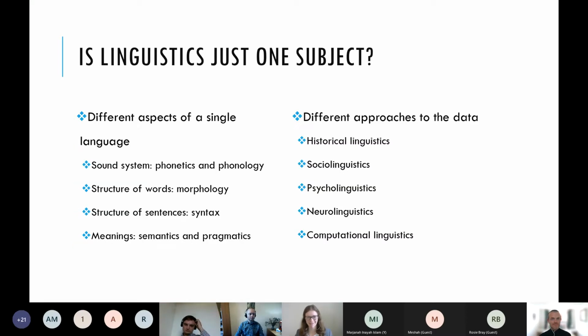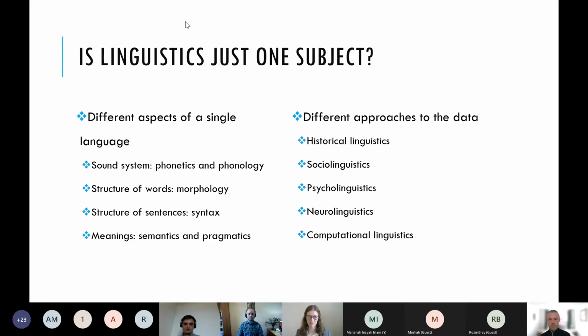And all of these different types of questions fit into different branches of linguistics. Next slide. So my question, it's not really a question because I'm about to answer it. Is linguistics just one subject? Well, kind of, yeah, because we're all looking at one type of information or one type of object of study. We're looking at languages. But linguistics has loads of subfields too, and we can look at that in different ways. So we can look at different aspects of a single language.